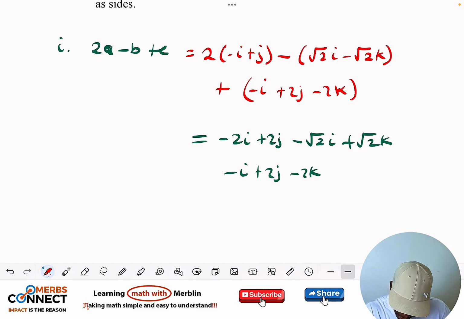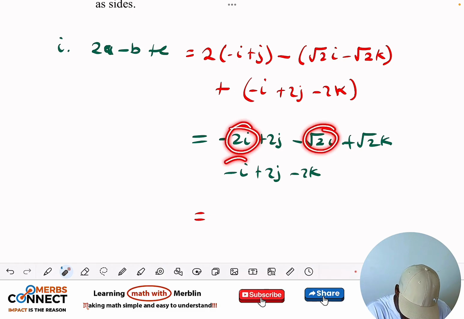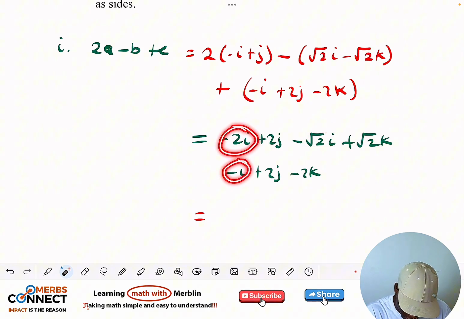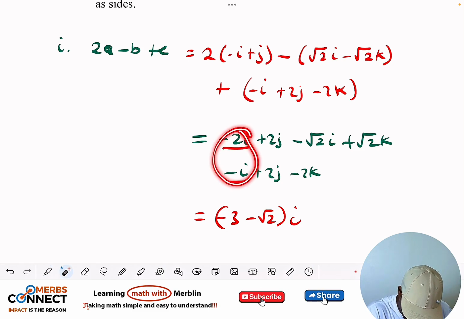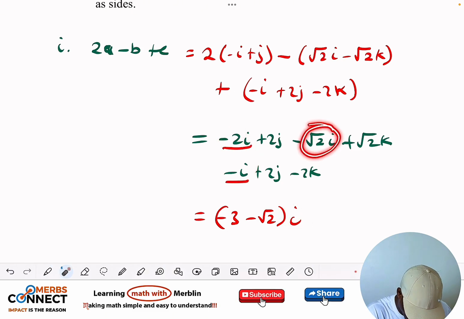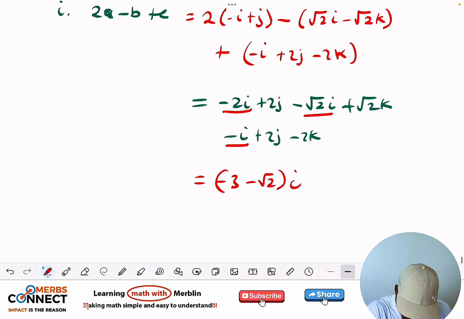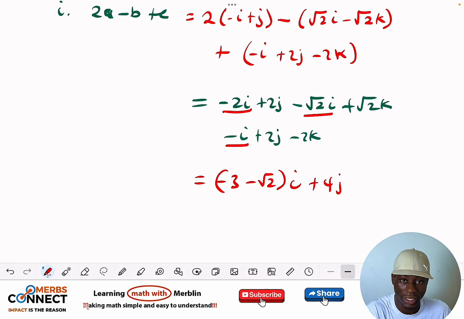All right, so let's see. Now I can see that I have something like this and this with i and another i here. So this and this is going to give us 3. So we are going to have minus 3 minus 2 square root of 2i. I'm just combining this, and this will give us 3i, but the i is out. And then I have this one here, which is 2 square root of 2. Then go with j, I'm going to have plus 4j. And go with k, I'm going to have plus square root of 2k.